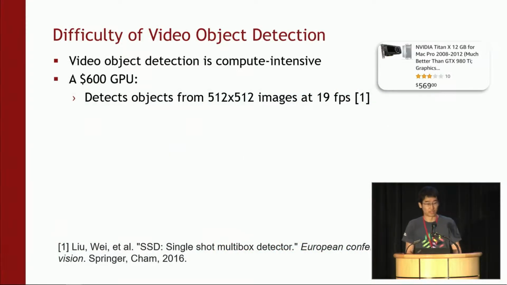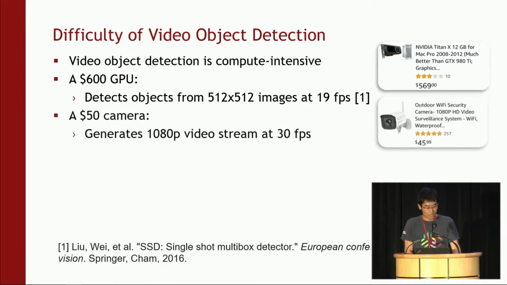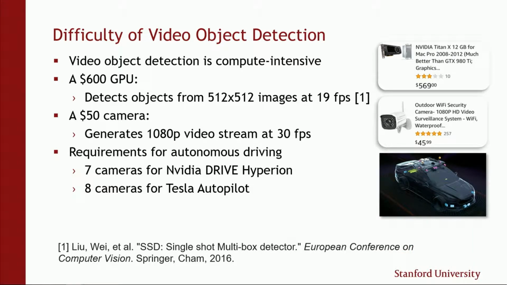And one major difficulty of video object detection is that it's rather compute intensive. For example, a very expensive GPU can only process a medium-sized image at 19 frames per second, while a very cheap camera can easily generate high-resolution video streams at 30 frames per second. And imagine how many cameras we need for some real-world applications like autonomous driving? Well, it requires multiple cameras. So are we gonna stack like 10 GPU cards on every self-driving car? Hopefully not. So to make it practical for real-world applications, we need to develop some efficient algorithms for video object detection.